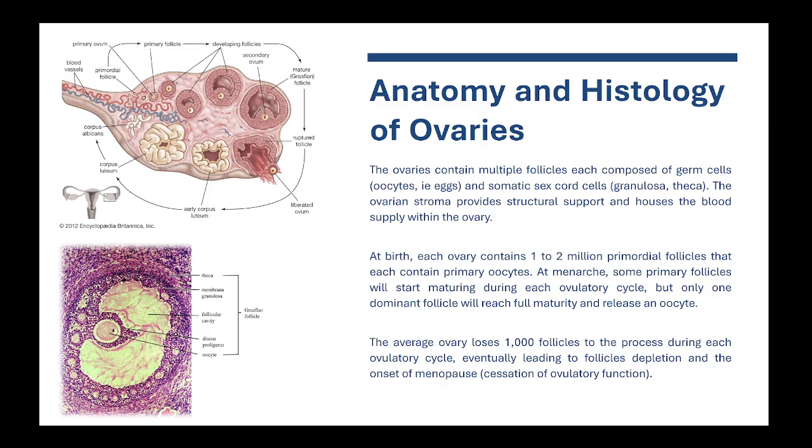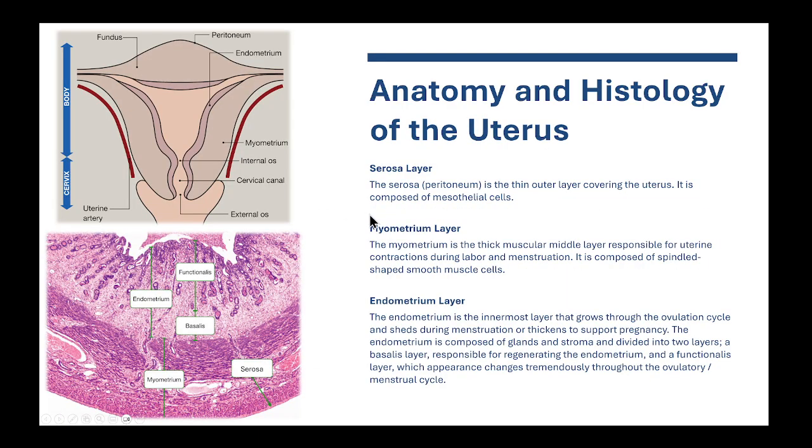And this will eventually lead to the depletion of the follicles and the onset of menopause, which is the cessation of the ovulatory function. Okay, now as for the uterus.